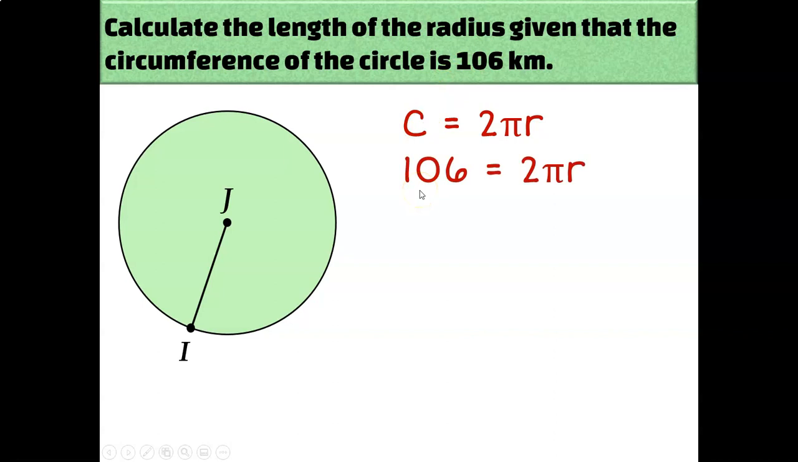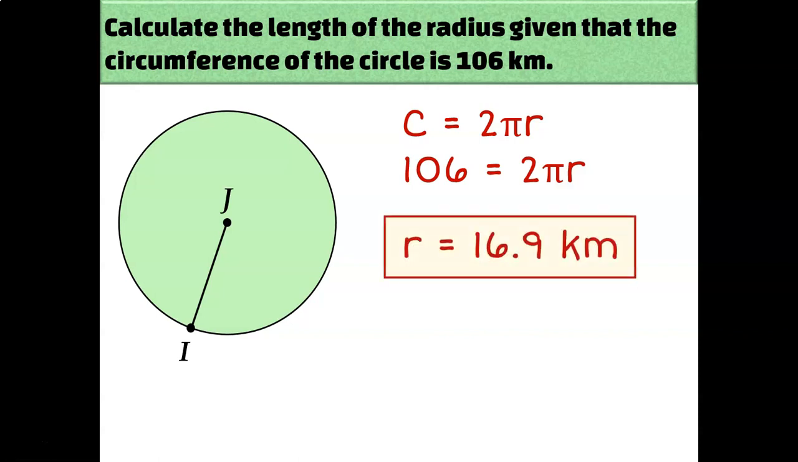Now be really careful when you're typing that into the calculator. If you just type in 106 divided by 2 pi, it's going to divide by 2, and then whatever that answer is, it's going to multiply that by pi, and that's not what you want to do. You want to divide by 2 pi. So if you're dividing by 2 pi, please put parentheses around 2 pi to make sure that it's dividing by 2 pi, not dividing by 2 and then multiplying by pi. You should end up with an answer of 16.9 kilometers.